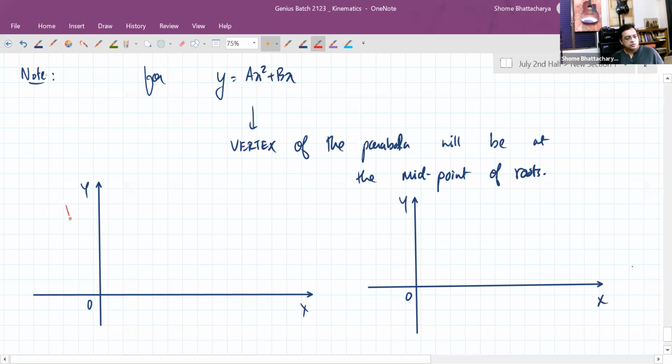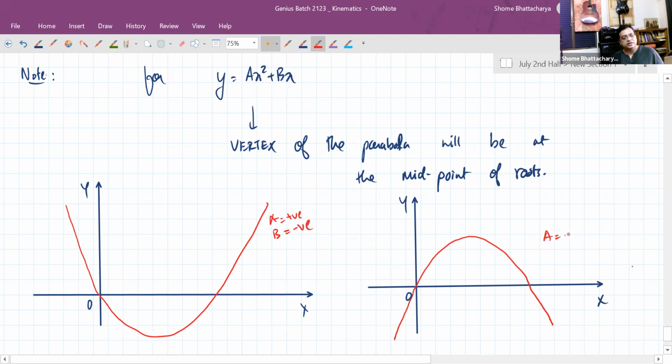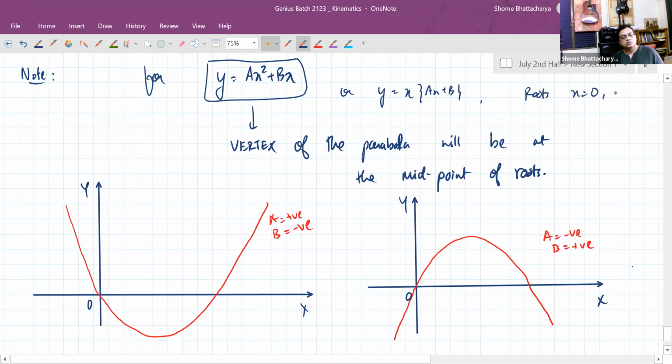So I'm just showing these two cases here. So this is a case where A is positive and B is negative. There is a case where A is negative and B is positive. So the roots, we'll now use a generic term for the roots. We'll call this root alpha and this root beta. So you can see in this case, this is our alpha and this is our beta.